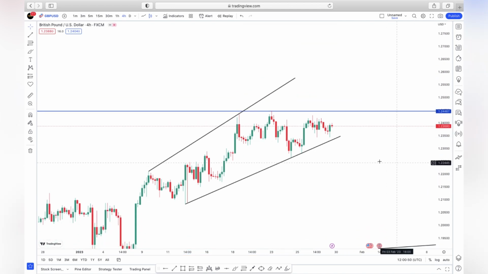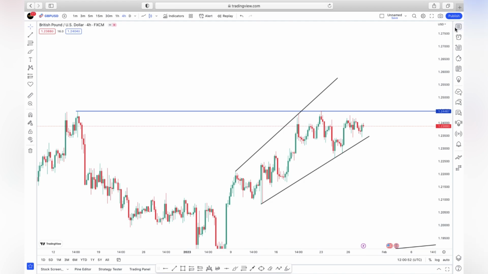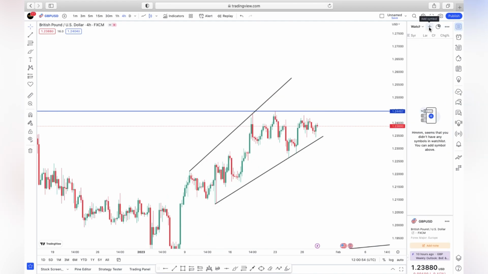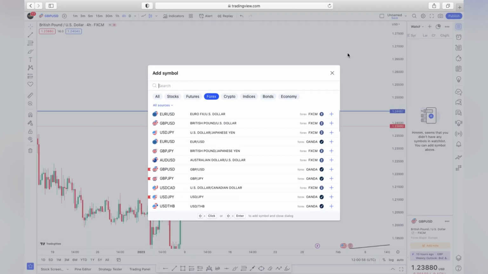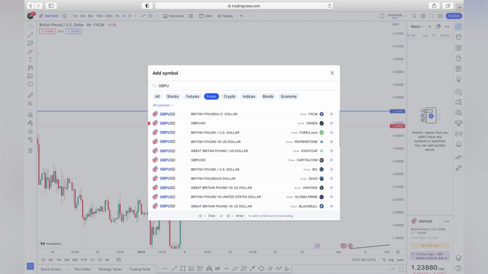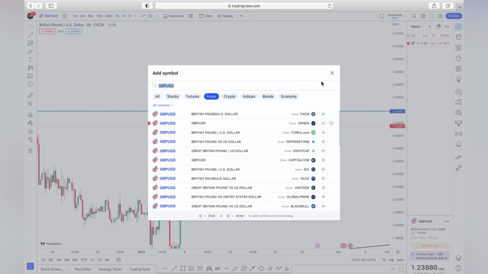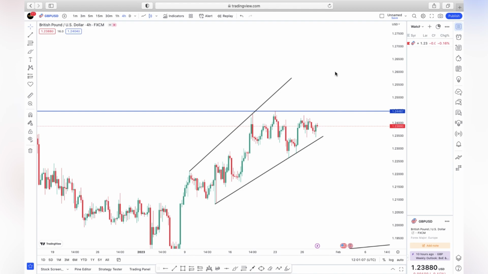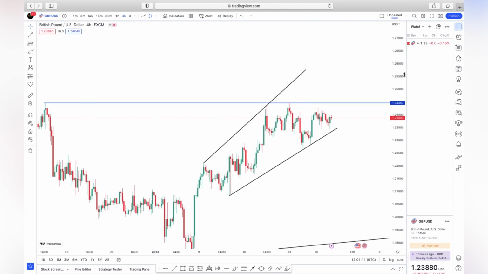So I'll happily put GBPUSD on my watch list. How to add it is to click this, you see the add symbol, then you just type what you want to add, GBPUSD. I have the Oanda server, so I'll put GBPUSD on my watch list, right? Yeah, I'll put GBPUSD on my watch list.